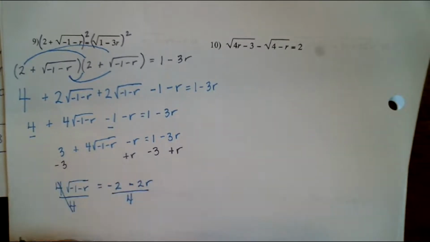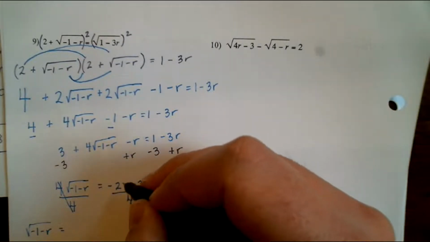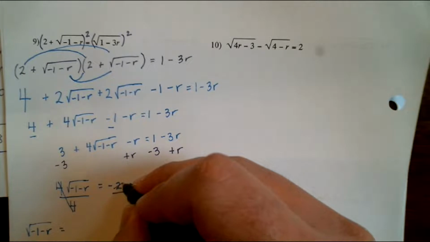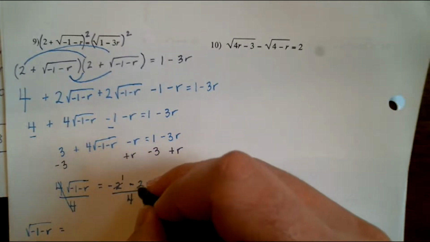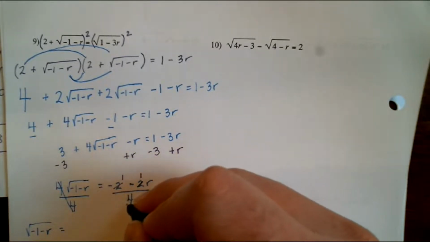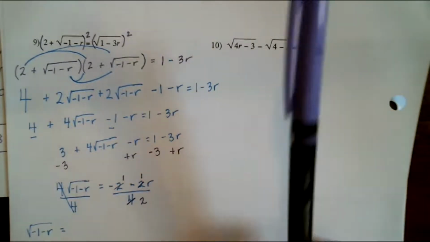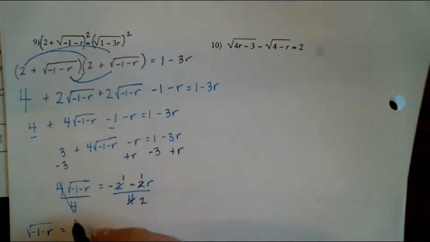Cancels on that side, leaving me radical negative 1 minus r. We're not afraid of fractions, are we? All of this cancels inside here. So 2 will go into itself once. It'll go into that once, and it'll go into that 2 times. So I have negative 1 minus r over 2.